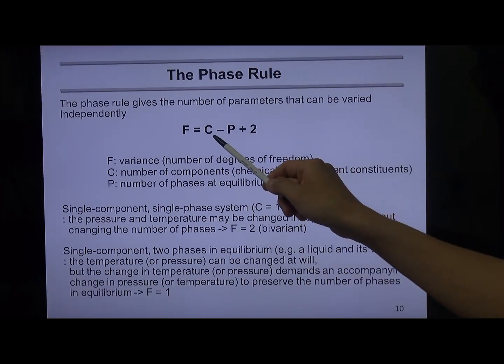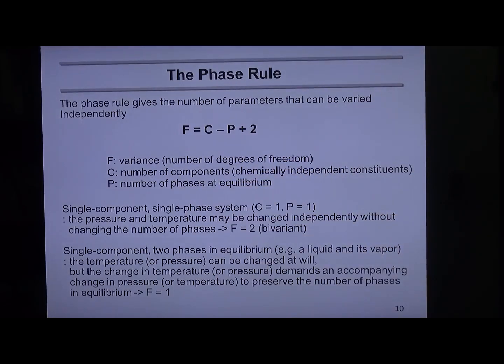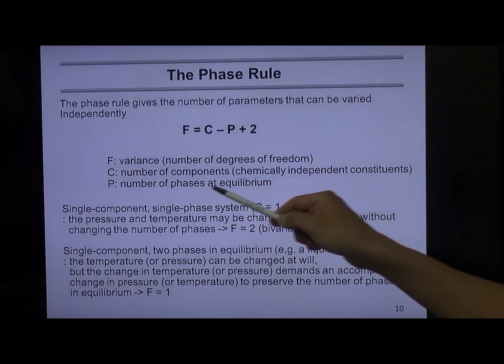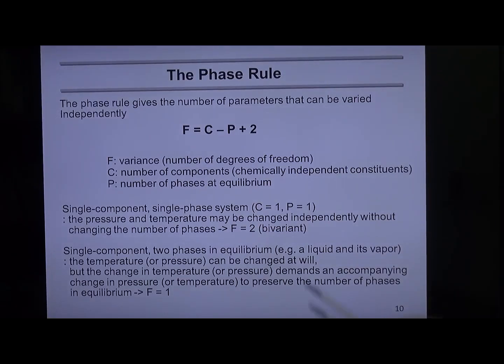And here C is the number of components. How many components are present in a system? And P is the number of phases at equilibrium. We already have introduced P, right? So F is equal to C minus P plus 2. A very simple equation, but we need to derive it.